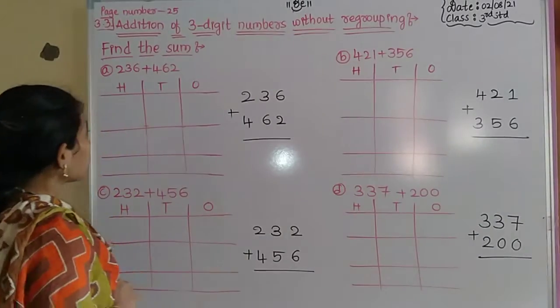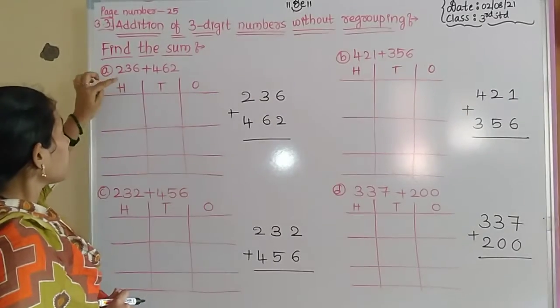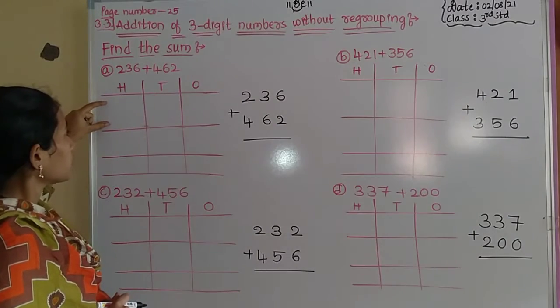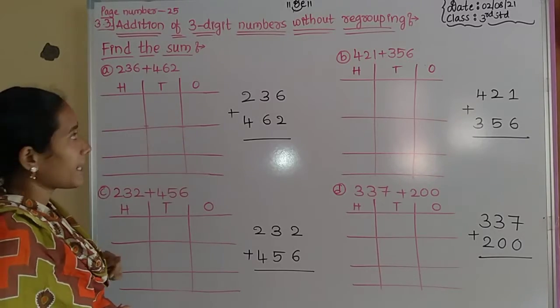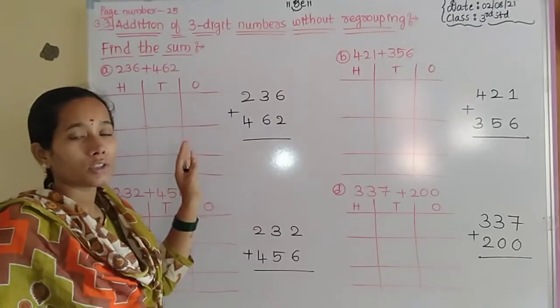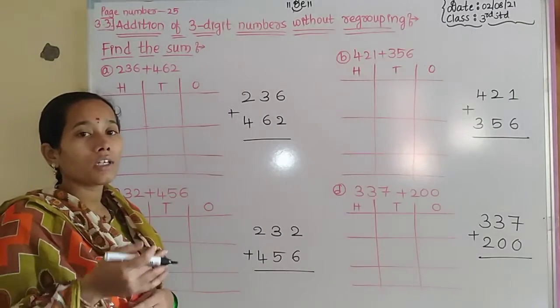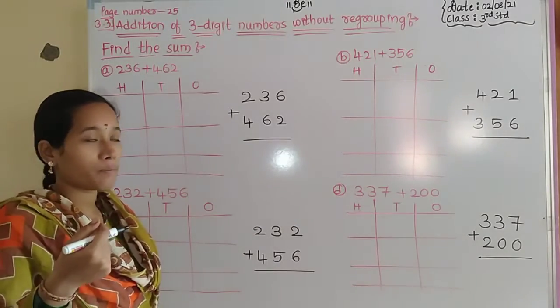So first we have to arrange the numbers with respect to their positions. Here, the first one is for 236 and the second one is for the second addend. We have to represent them with dots to show how the addition process without regrouping takes place.